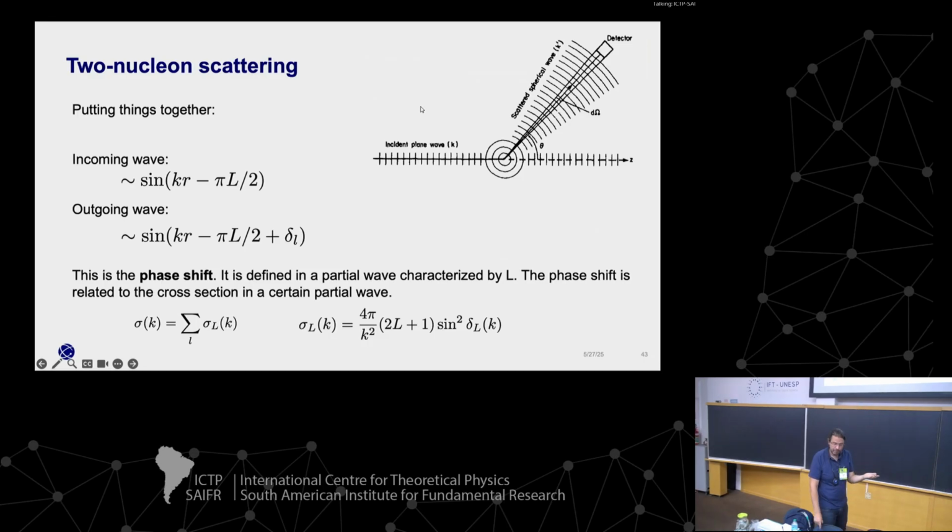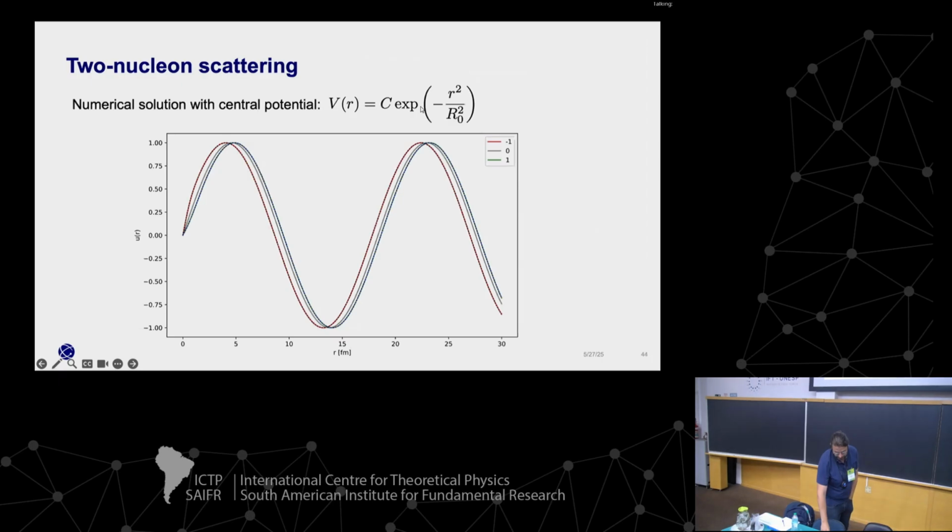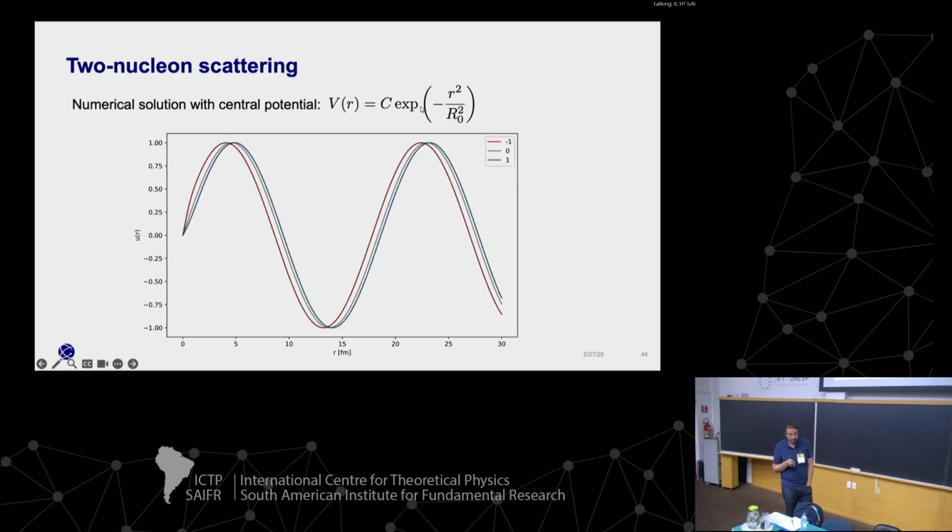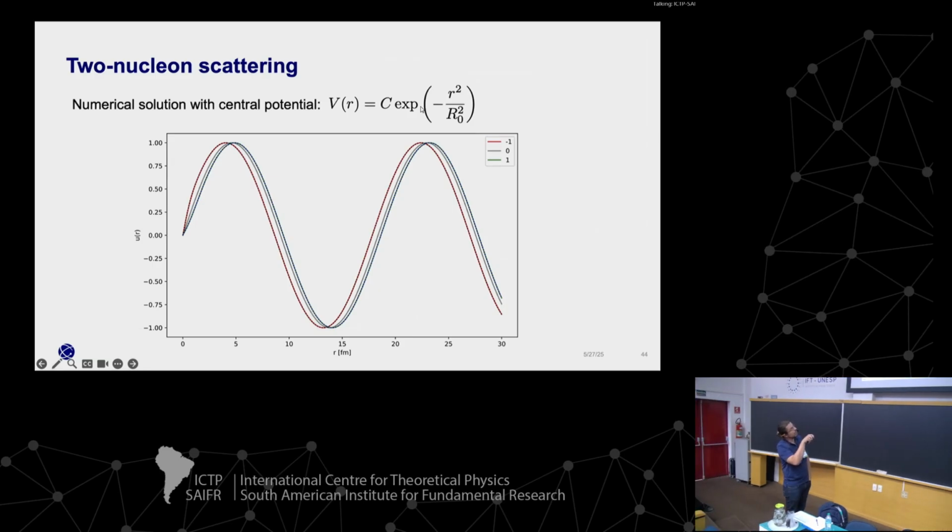And once we measure the cross-section, we can extract the phase shift, and this phase shift is related to the nuclear interaction. And how is it related? You have to solve this numerically. But here, what you see is the following. That's a very simple local interaction, right? It's V of R, some strength times some exponential, some Gaussian, sorry.